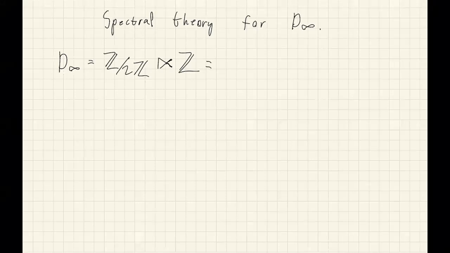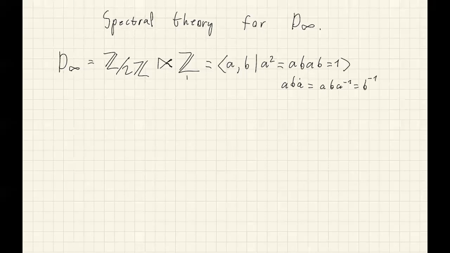So by generators and relations, this group can be described as A, B with A squared and AB equals 1. So that means particularly that ABA is the same as ABA minus 1, which is B minus 1. And so B is the generator of the infinite cyclic group, and A is the generator of the group with two elements. And I will fix this notation for the whole talk. So A will always be an involution, and B is an element of this cyclic group.